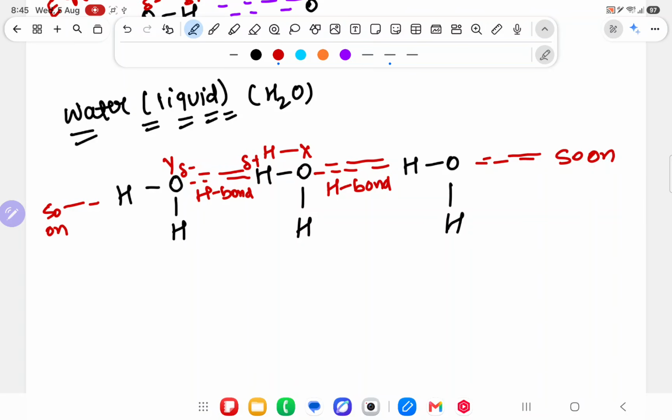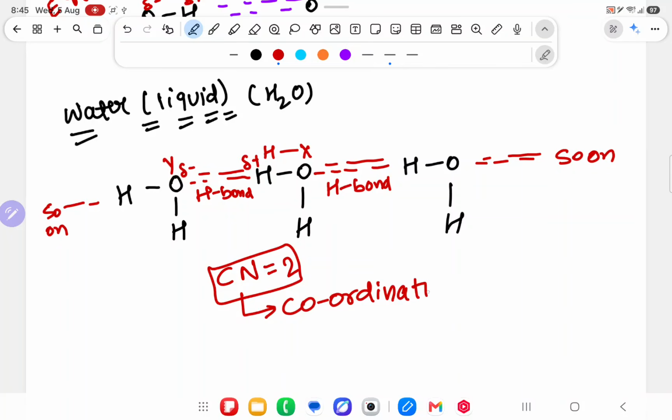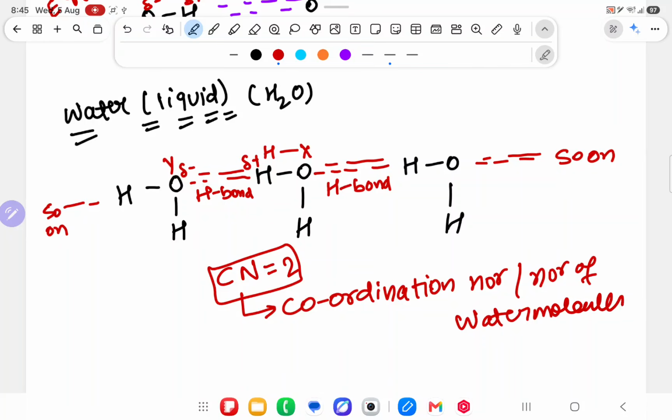They will ask how many water molecules are needed to form a hydrogen bond. That is called the coordination number, which is 2. Sometimes they will ask this question: what is the coordination number, CN, or the number of water molecules required to form a hydrogen bond in water as a liquid? Two water molecules. Minimum 2 are required. Even if it is not there it will form, but it is there, no problem. But minimum 2 is required.